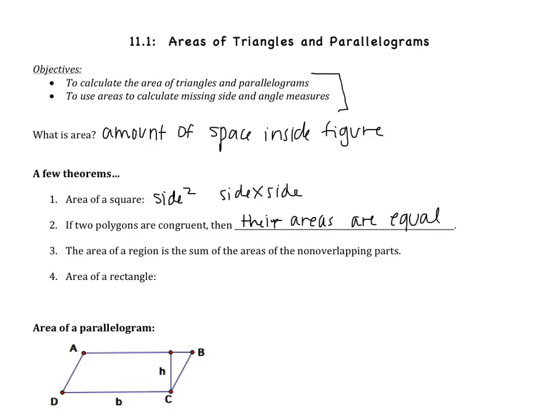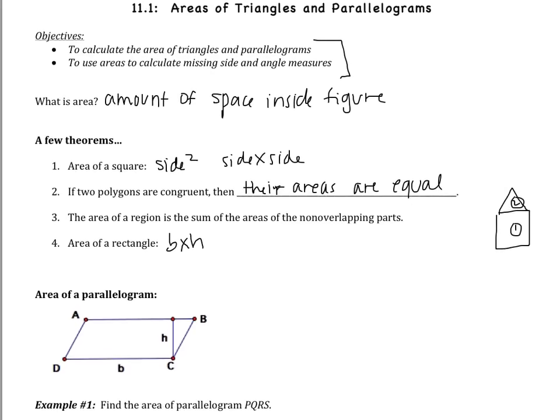The area of a region is the sum of the areas of the non-overlapping parts. All that means is, if you take two figures and put them together, so if I have a square and then I add on a triangle, the total area is the area of the square, add the area of the triangle. So that should make sense. Just telling you can take a figure and break it down into smaller parts. And then last theorem, area of a rectangle is base multiplied by height.